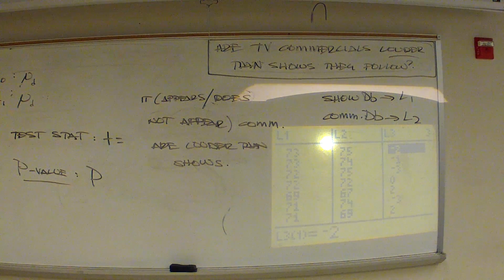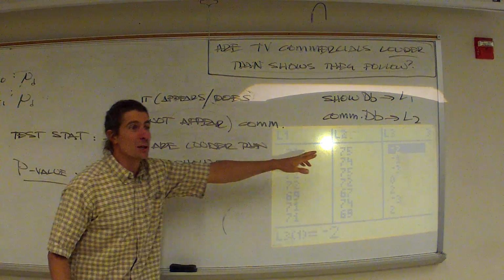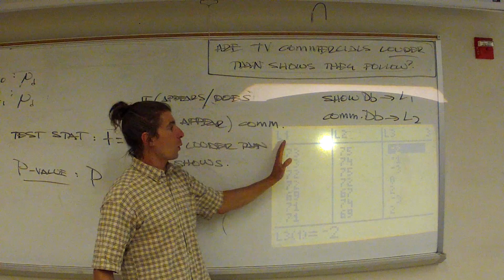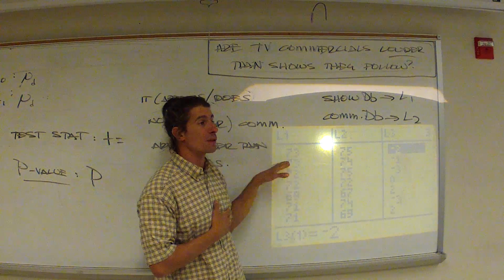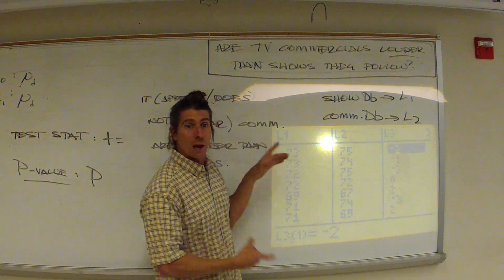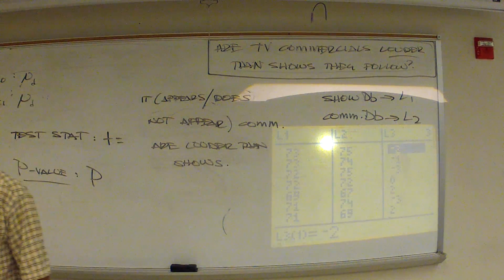Let's make sure we process that. Why does negative mean the commercial was louder? Because we put the commercials in L2. So when you did L1 minus L2, if you got a negative number, that means the number here is bigger than the corresponding number here. Positive would mean that the shows are louder than the commercials.